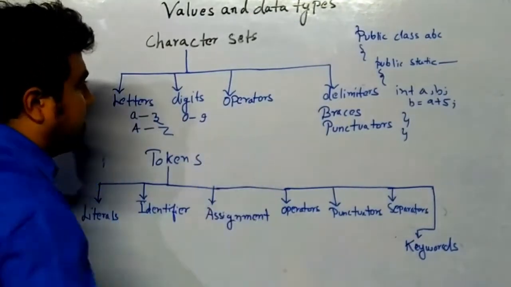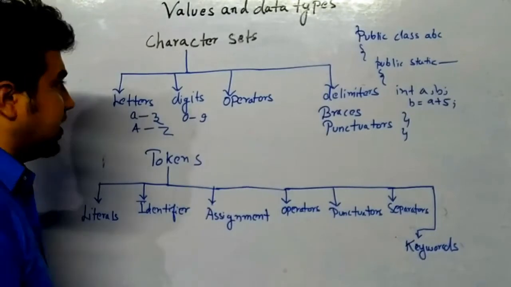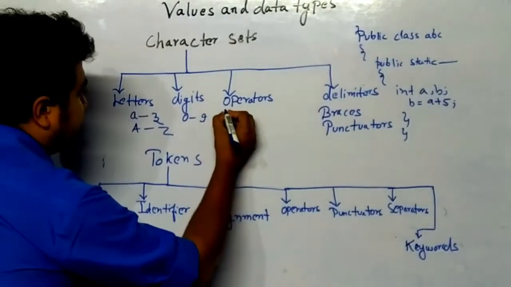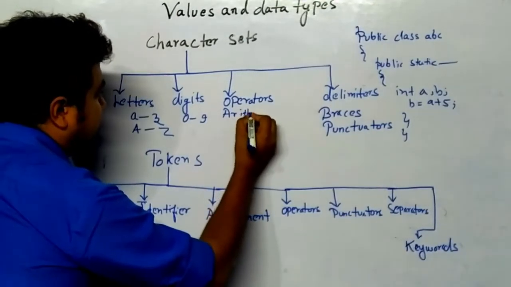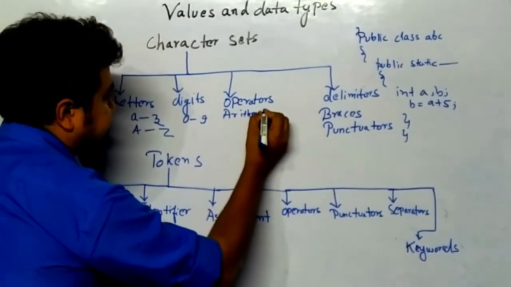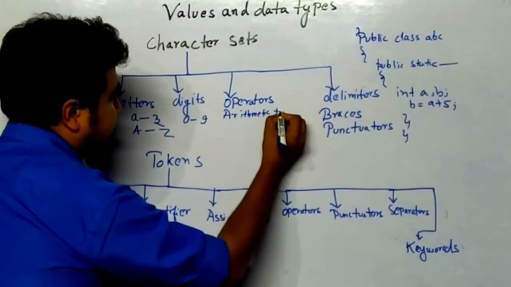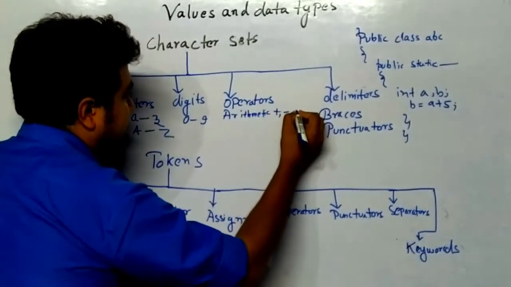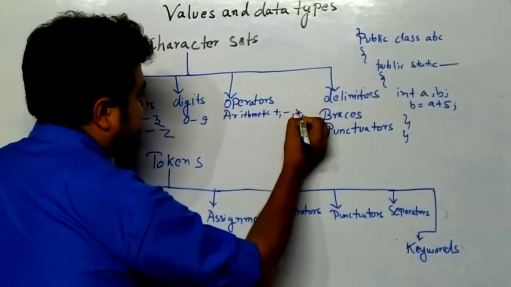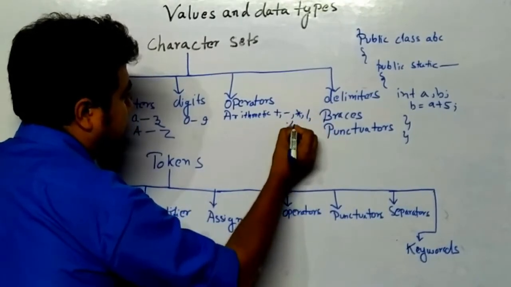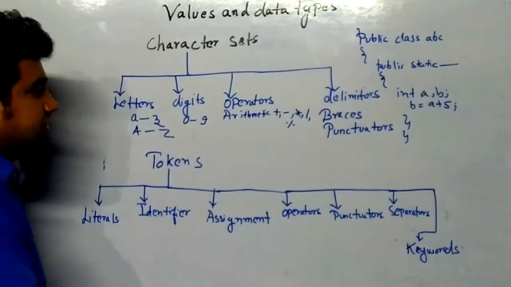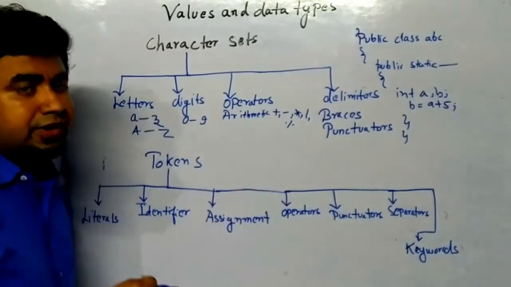Now operators. What can you say about operators? You can have different types of operators. One is arithmetic. Arithmetic means plus, minus, multiplication, and divide operators, and one more operator we must know about, modulus, that is for finding the remainder.